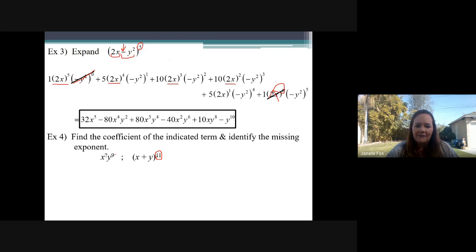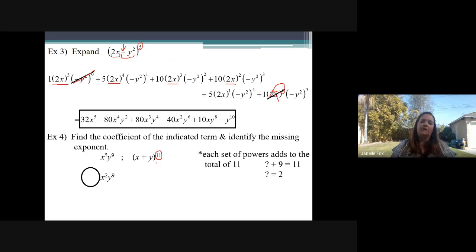So we already have that this is a 9 right here. So what would be missing on the x to go ahead and add up to an 11? It would just be a 2. Okay, so we now know that we are going to have an x to the squared power and then a y to the 9th power. But now we need to figure out the coefficient.